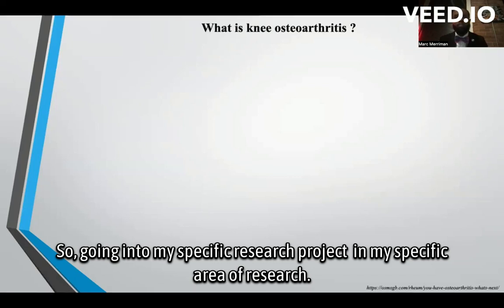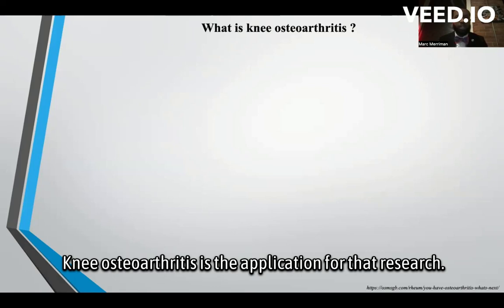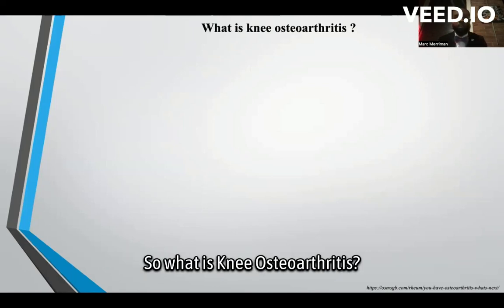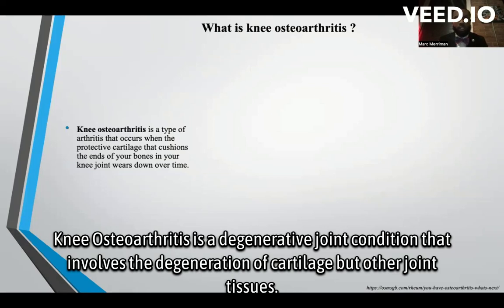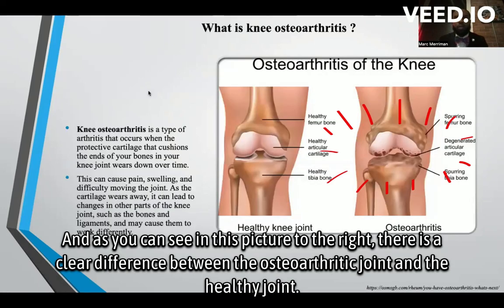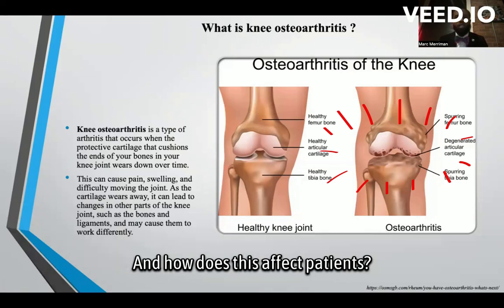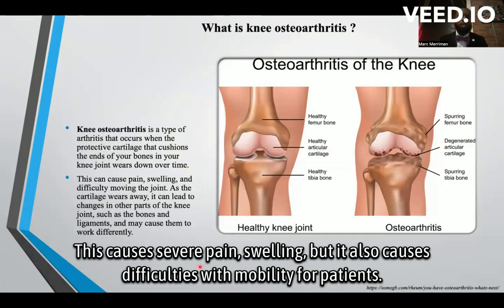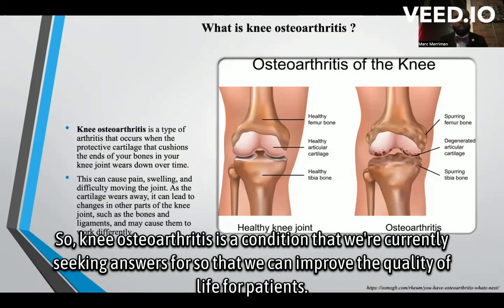So going into my specific research project and my specific area of research, knee osteoarthritis is the application for that research. So what is knee osteoarthritis? Knee osteoarthritis is a degenerative joint condition that involves the degeneration of cartilage, but also other joint tissues. And as you can see in this picture to the right, there is a clear difference between the osteoarthritic joint and the healthy joint. And how does this affect patients? This causes severe pain, swelling, but it also causes difficulties with mobility for patients. So knee osteoarthritis is a condition that we're currently seeking answers for so that we can improve the quality of life for patients.